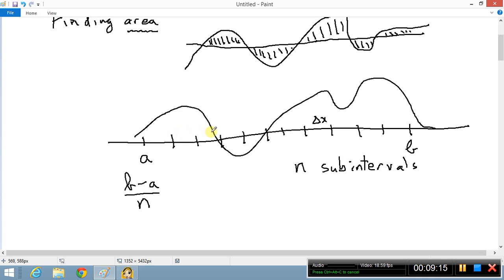Here I've got 1, 2, 3, 4, 5, 6, 7, 8, 9, 10. Looks like 11 subintervals, and this thing looks like it's about 9 inches long. So it'd be 9 inches divided by 11, so whatever that turns out to be, 9/11ths of an inch per subinterval. And this, of course, is delta x. Okay? So each subinterval is that big.